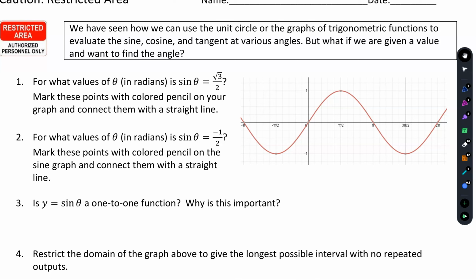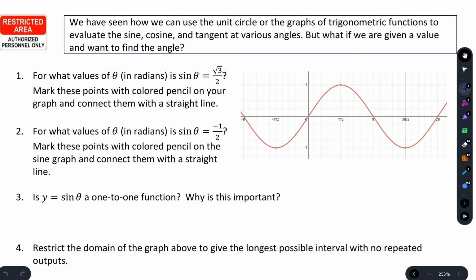Sine, perfecto. So for what values of theta, in radians, is sine of theta equal to square root of 3 over 2? Where is that going to be? So pi over 3, good deal. So pi over 3 and 2 pi over 3.